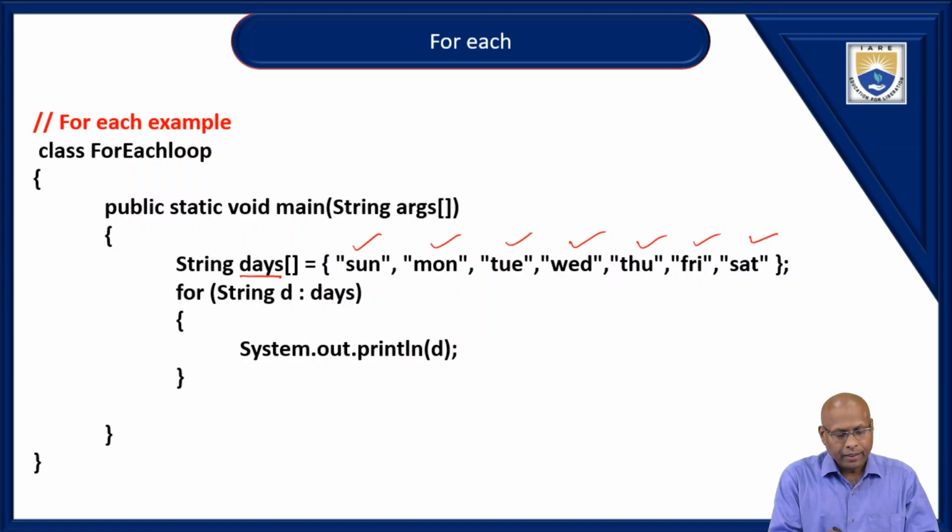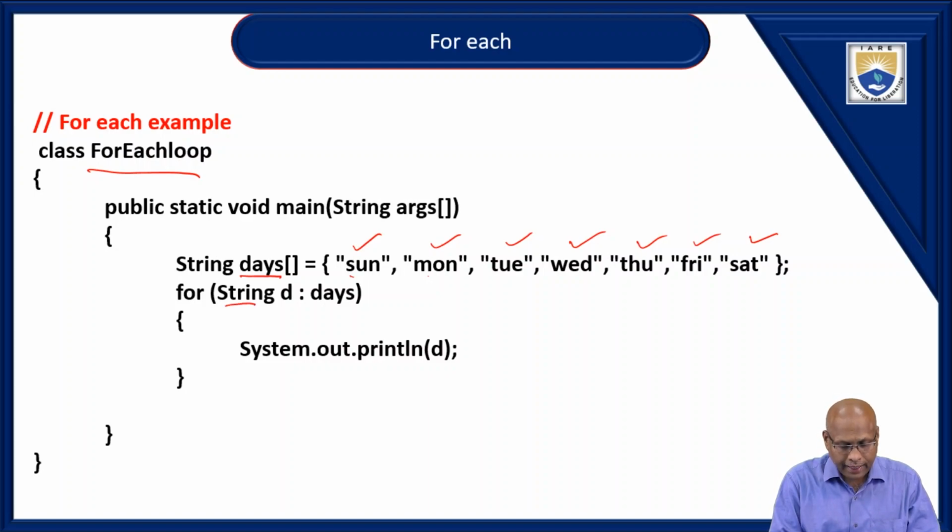Fine. Now, in this example, class ForEach loop, public static void main, String argument array, String days equals Sunday, Monday, Tuesday, Wednesday, Thursday, Friday, Saturday. So, this is one type of array. How many elements are there? 7 elements. Now, what is the syntax?